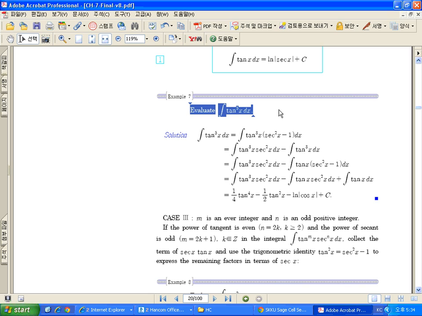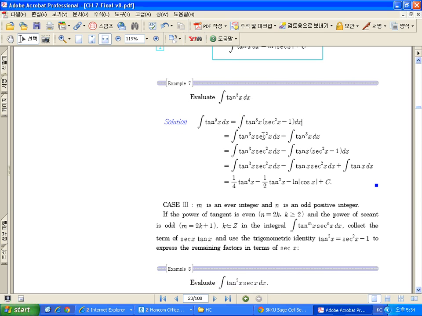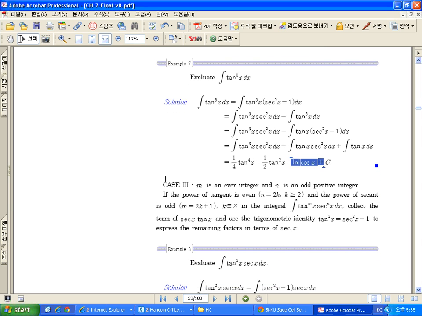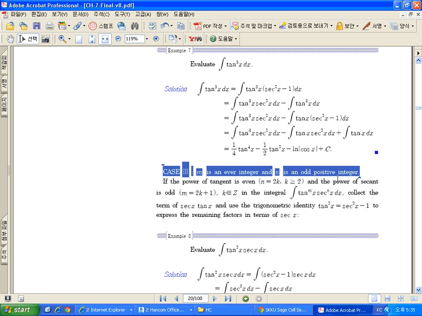Evaluate the integral of the fifth power of tangent x dx. You separate it in this way, and then for this one you just simplify once more. You just simplify it like this, then use the arctangent of x like this. So there are a whole bunch of cases, for example when m is even.